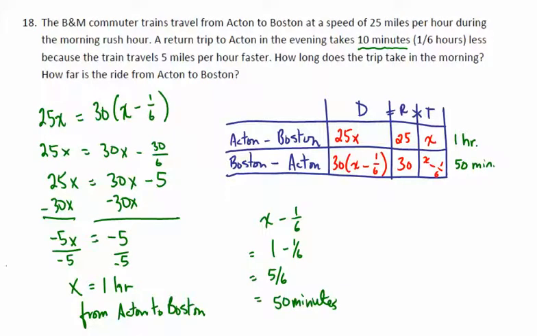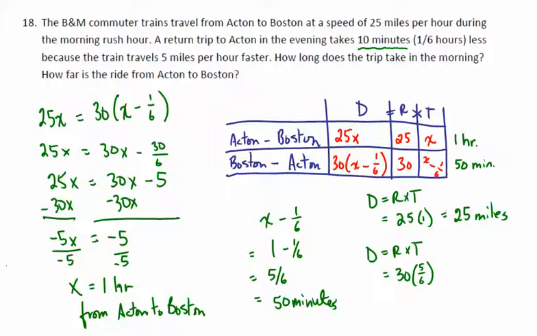All right, the last question we want to know is how far is the ride from Acton to Boston? Well, distance equals rate times time. And we have 25 times 1, which is 25 miles. Coming back, distance is rate times time. We have 30 miles per hour times 5/6 of an hour. And that's either 150 over 6, or we cross cancel to get 5 times 5, which is also 25 miles. All right, so that's going to do it for this problem.